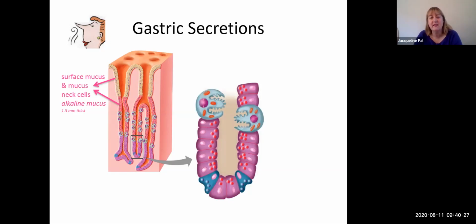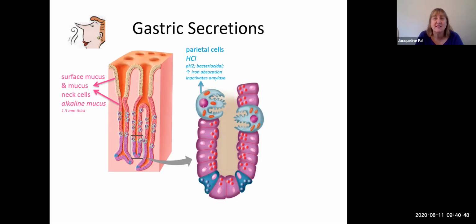Looking further down in the glands, you can see on this picture, at the base we've got some dark blue triangular cells. We've got lots of purple cells, and then we have these pale blue, kind of like Ms. Pac-Man cells. Let's start with those first. Those are called parietal cells.